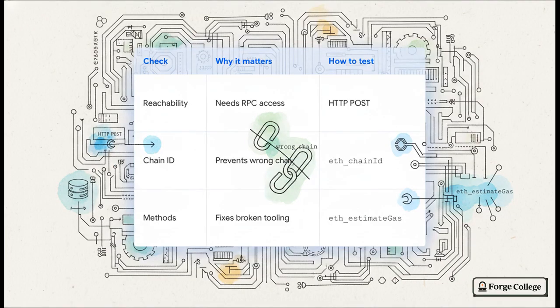And this brilliantly illustrates what we need to look for. To fulfill our core requirements, we build a strict engineering matrix. For endpoint reachability, we test with an HTTP POST, because scripts obviously can't run without RPC access. For chainId parity, we call eth_chainId to avoid those wrong chain transactions we just talked about. And for method availability, we attempt basic calls, because missing methods will break our tooling completely. This matrix right here, it's the backbone of our checklist entries.